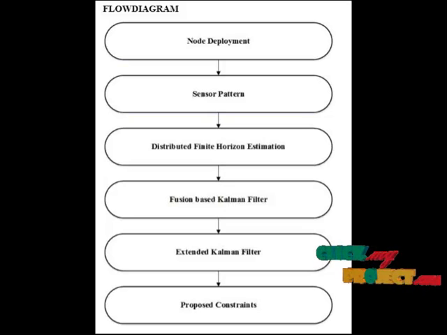As the system architecture of our proposed work, it consists of 6 modules: node deployment, sensor pattern, distributed finite horizon estimation, fusion based Kalman filter, extended Kalman filter, and proposed constraints. A random number of 100 nodes are deployed to describe the sensor network environment, and the sensors are used to estimate the node tracking objects. The tracking object shows the number of time simulations in the distributed finite horizon estimation. The finite horizon is the point at which the bandwidth and energy are constrained.